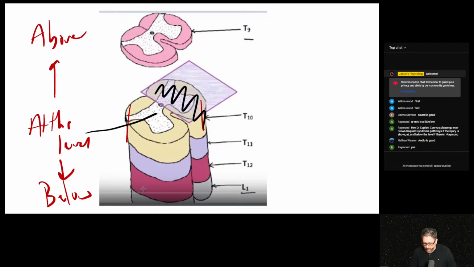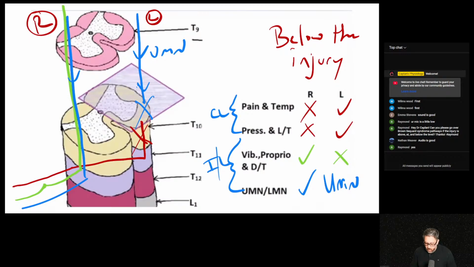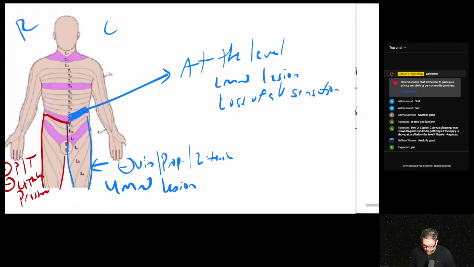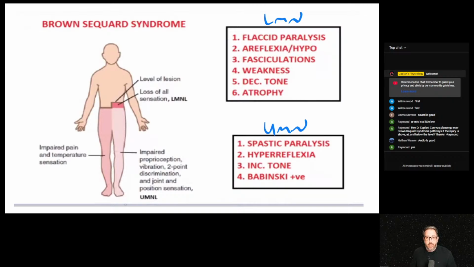So anything coming in at the level of the injury, depending on what sensation you're having, you may have problems on the left, you may have problems on the right. So let me erase some things here, make it easier. And on this Brown Sequard, guys, don't go crazy figuring out all the different problems. Just remember, this one is the biggest one to remember for Brown Sequard.